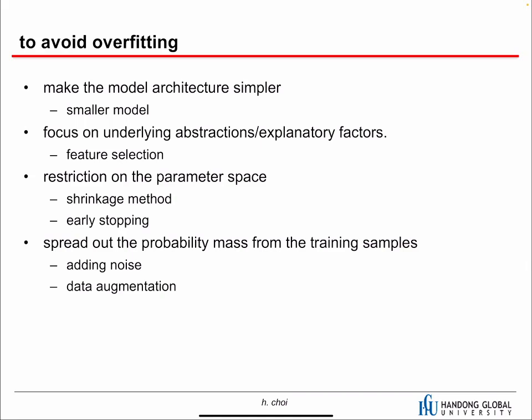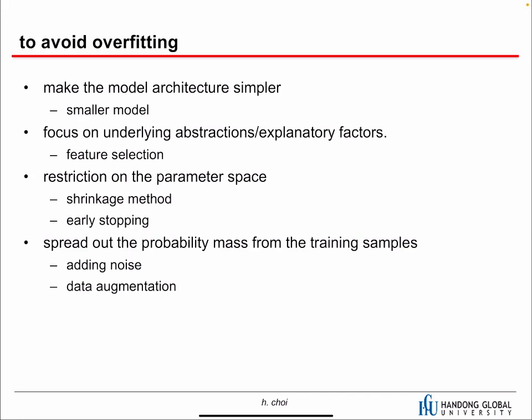Okay, and then next we can focus on underlying abstractions or explanatory factors. Something like a PCA would be helpful. Okay, dimension reduction, or we can select some features based on some other methods. So we'll talk about it.